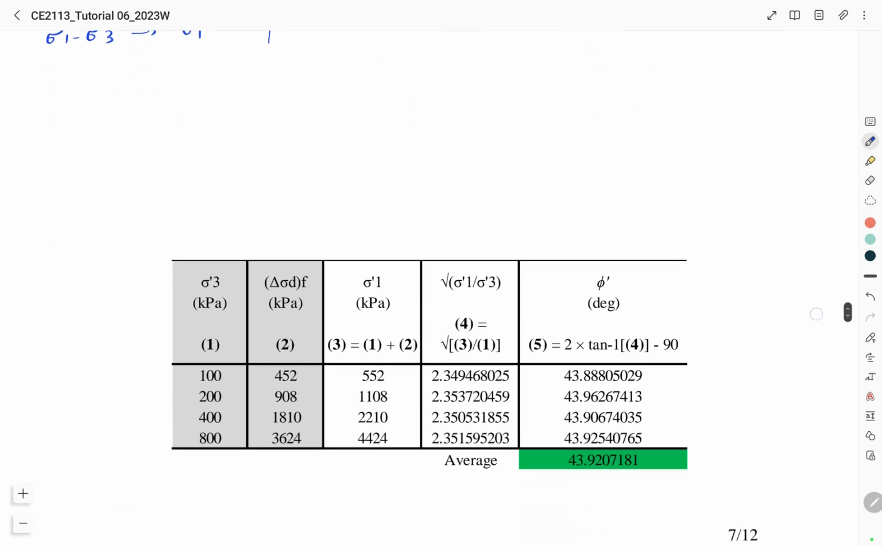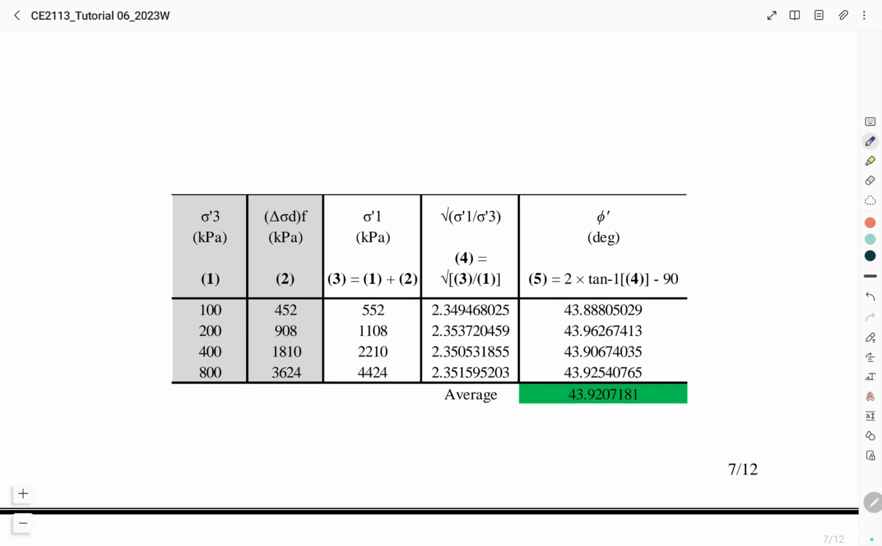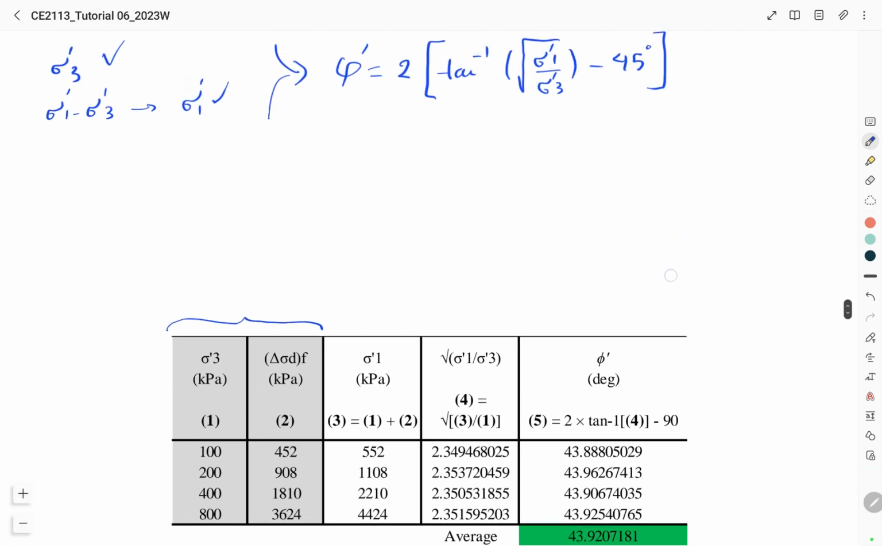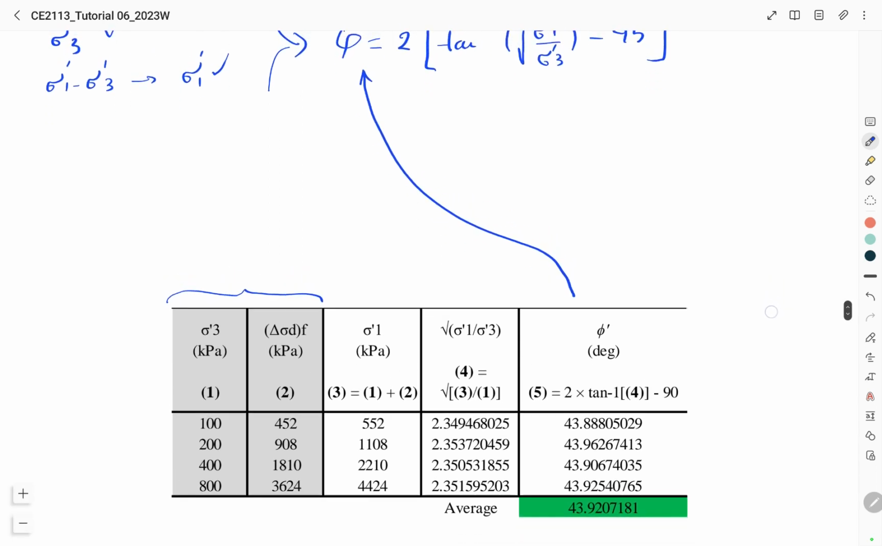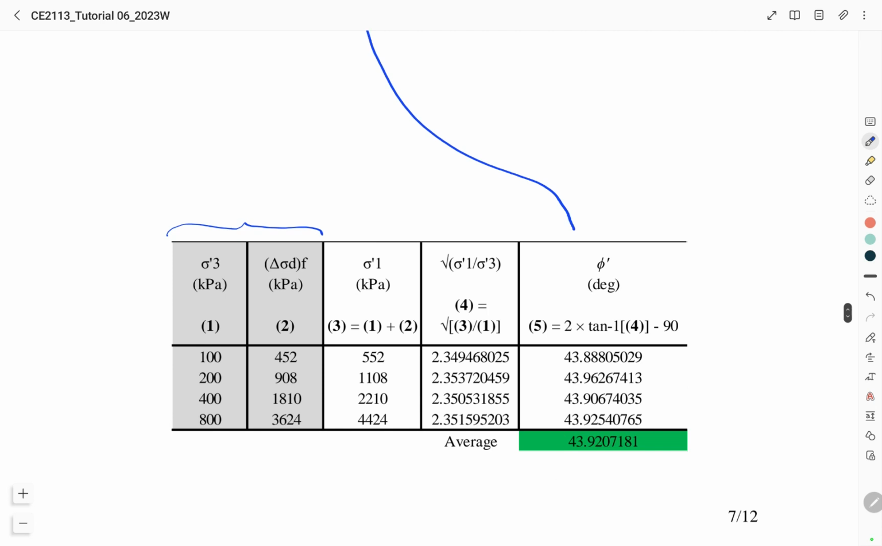So if we put the results in a table like this, these 2 columns are actually the values that are given to you in the question. As I explained before, sigma prime 1 is the sum of the first 2 columns, and you can calculate the square root of sigma prime 1 over sigma prime 3, and then the equation for phi prime is what I have mentioned above, and you can determine the values of phi prime for each specimen and then take an average. So in this question, the average would be around 44 degrees.